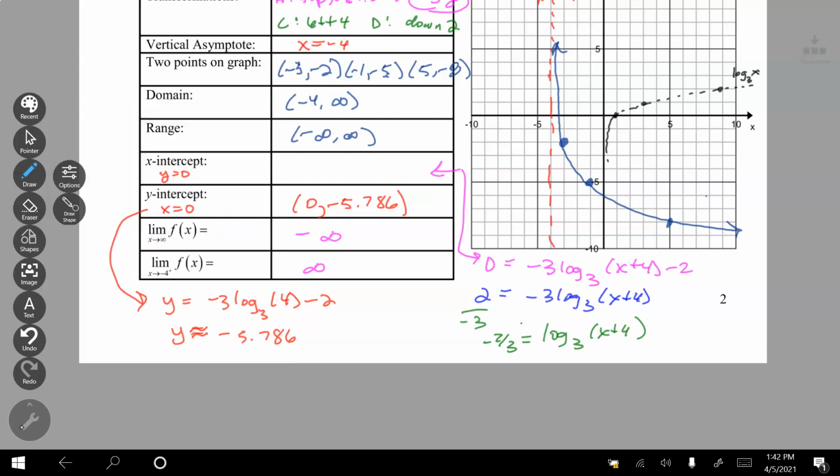Now I can curl it, and I get x plus 4 is equal to 3 to the negative 2/3. And then I could subtract the 4. I get x is equal to negative 4 plus 3 raised to the negative 2/3. And I went to my calculator, and I get negative 3.519. So negative 3.519 comma 0 is the x-intercept. And you can see they're about right. Maybe this one I'm off a little bit, but that one's not too bad.